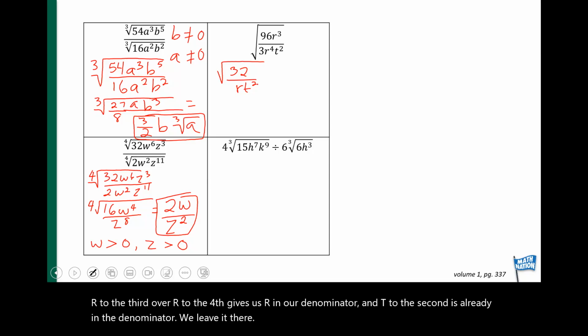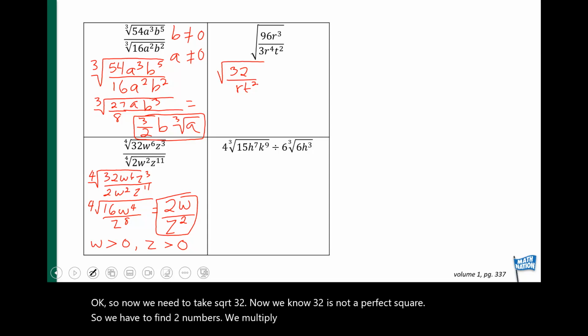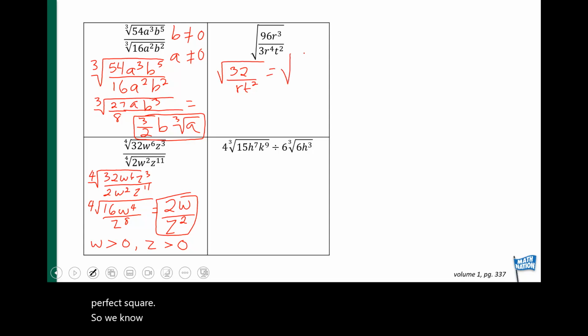Okay, so now we need to take the square root of 32. Now we know 32 is not a perfect square. So we have to find two numbers that multiply to get 32. One of those numbers should be a perfect square. So we know 16 times 2 gives us 32. And we leave r t squared in our denominator. So now let's take the square root of 16. That would be 4.